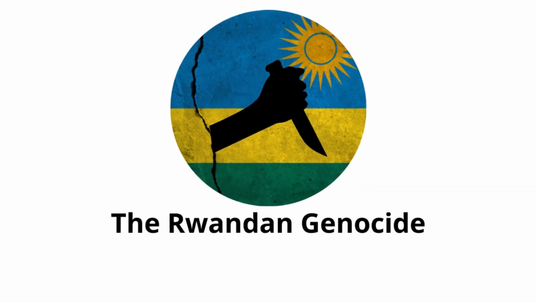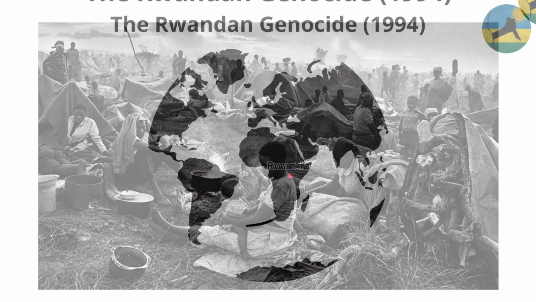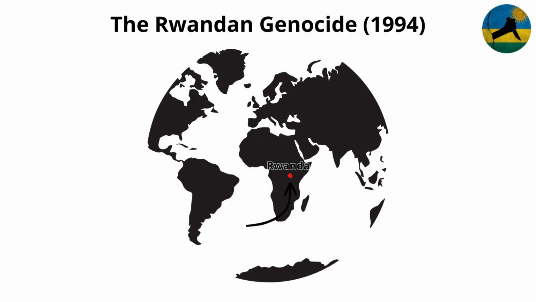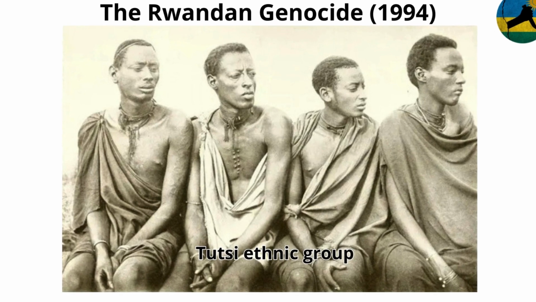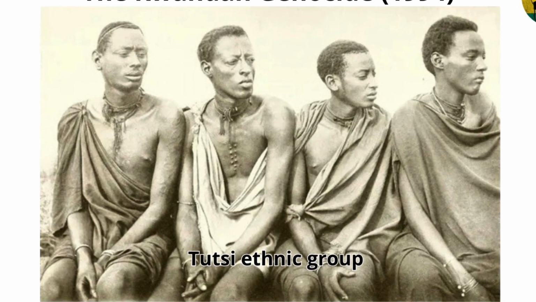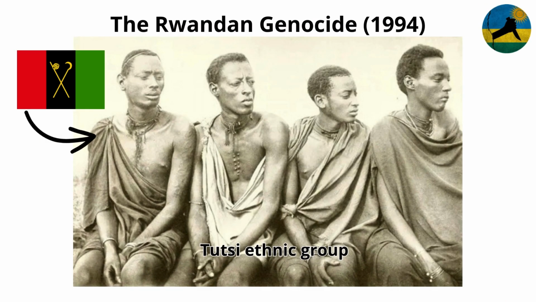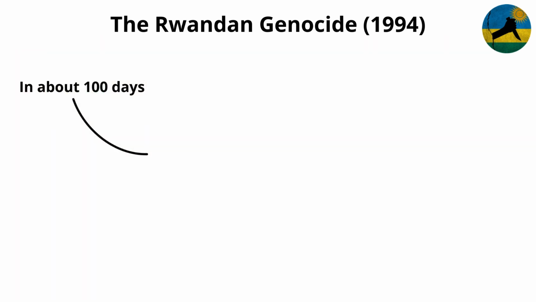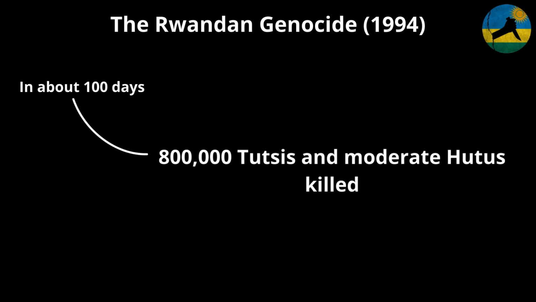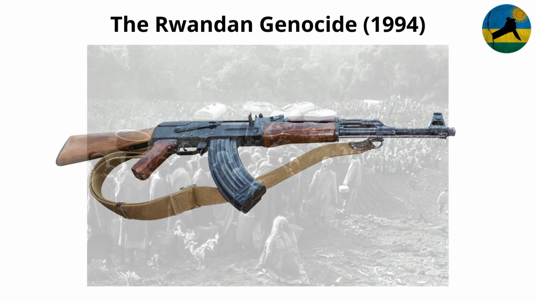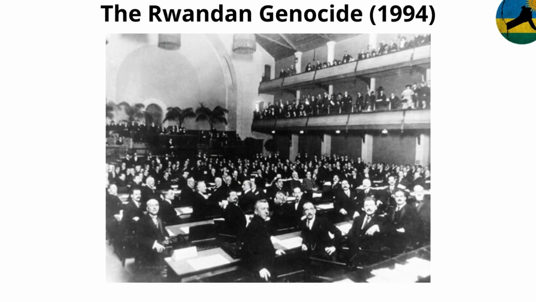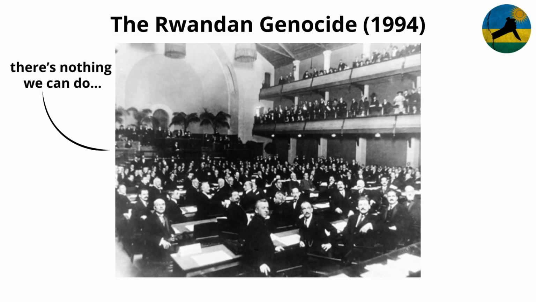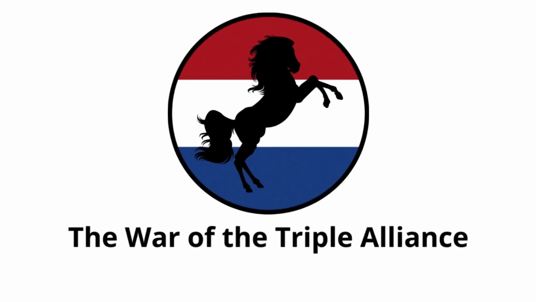The Rwandan Genocide. This was a tragic event that occurred in Rwanda, a small country in Central Africa. It was a targeted campaign of violence against the Tutsi ethnic group by members of the Hutu majority government and extremist militias. Over approximately 100 days, an estimated 800,000 Tutsis and moderate Hutus were brutally killed, often with machetes and other crude weapons. The international community largely failed to intervene to stop the genocide, despite clear warnings and pleas for assistance from within Rwanda.